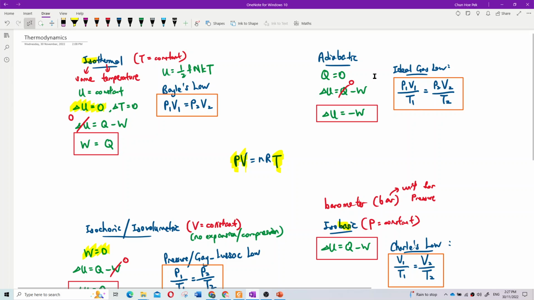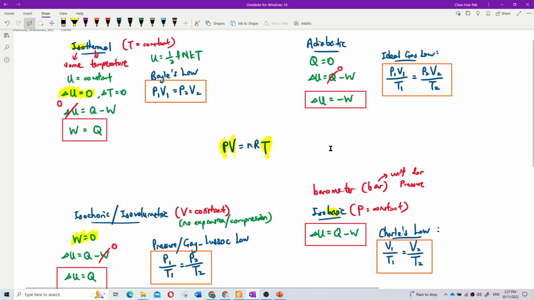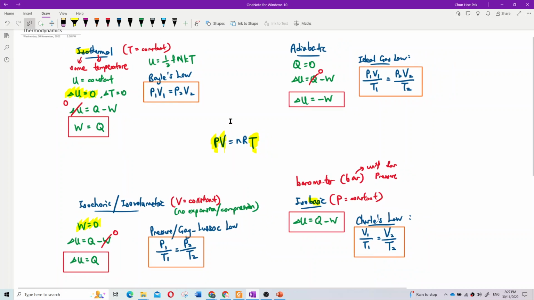Okay. So ideal gas law, adiabatic, use this formula: P1 V1 over T1 equals P2 V2 over T2. Okay, so that's the formula for adiabatic. We already got everything here. I want to wrap up. I have taught 9.4. This is all about 9.4.